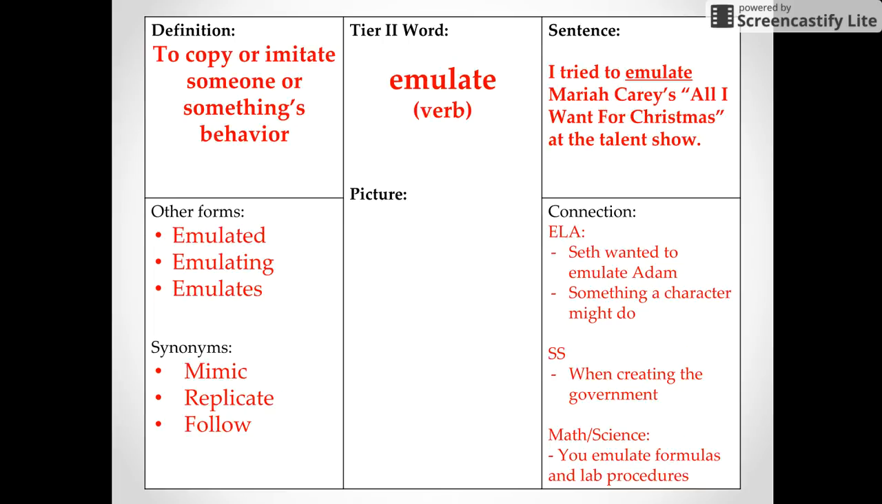Your next word is emulate, and this is a verb, and this means to copy or imitate someone or something's behavior. Okay, so I look at the other forms. You've got emulated, emulating, or emulates. And this is basically a way of saying that you're mimicking, replicating, or following, basically copying someone else's behavior.